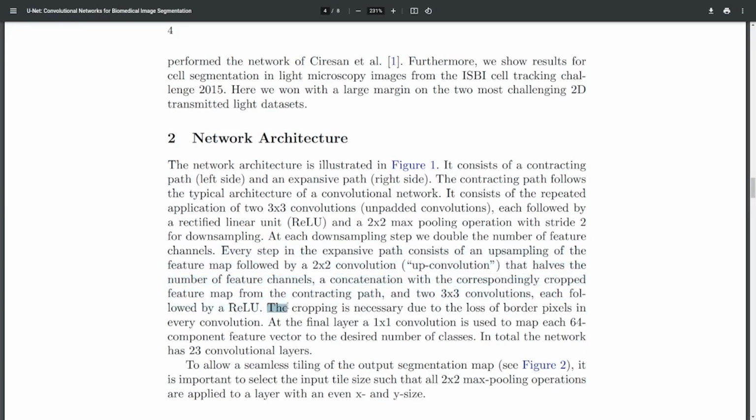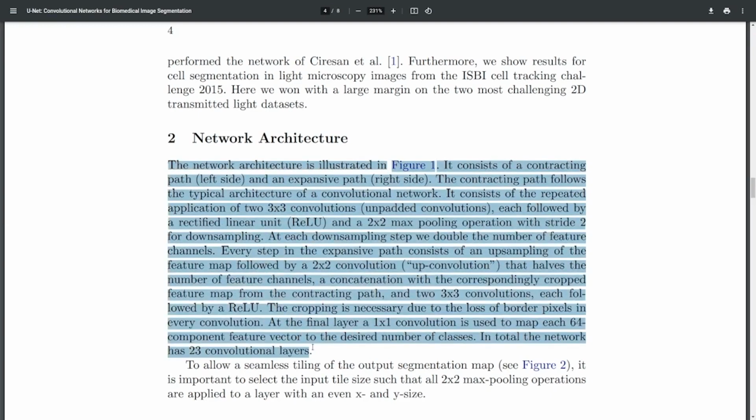Let's continue. The cropping is necessary due to the loss of border pixels in every convolution. So, at this point, this sentence is not crucial for us. At the final layer, a 1x1 convolution is used to map each 64-component feature vector to the desired number of classes. So here, in the last layer, it takes the output of the decoder and converts that into a segmentation map using a 1x1 convolution. So, this paragraph is the entire explanation of the encoder and the decoder block. We will apply this knowledge in the next videos where we will implement both of these blocks.